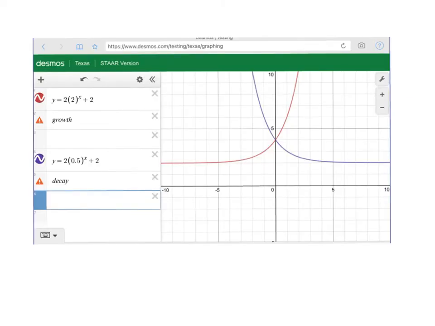Let me also show you this diagram here. I graphed some examples in the Desmos graphing calculator. So this first one is y equals 2 times 2 to the x power, and then plus 2. And that's this one here in red. And it's a growth. Remember, when this number is greater than 1, then it's going to be a growth. And then this one in purple here, again, is this 0.5. So it is traveling downhill, and this is a decay.